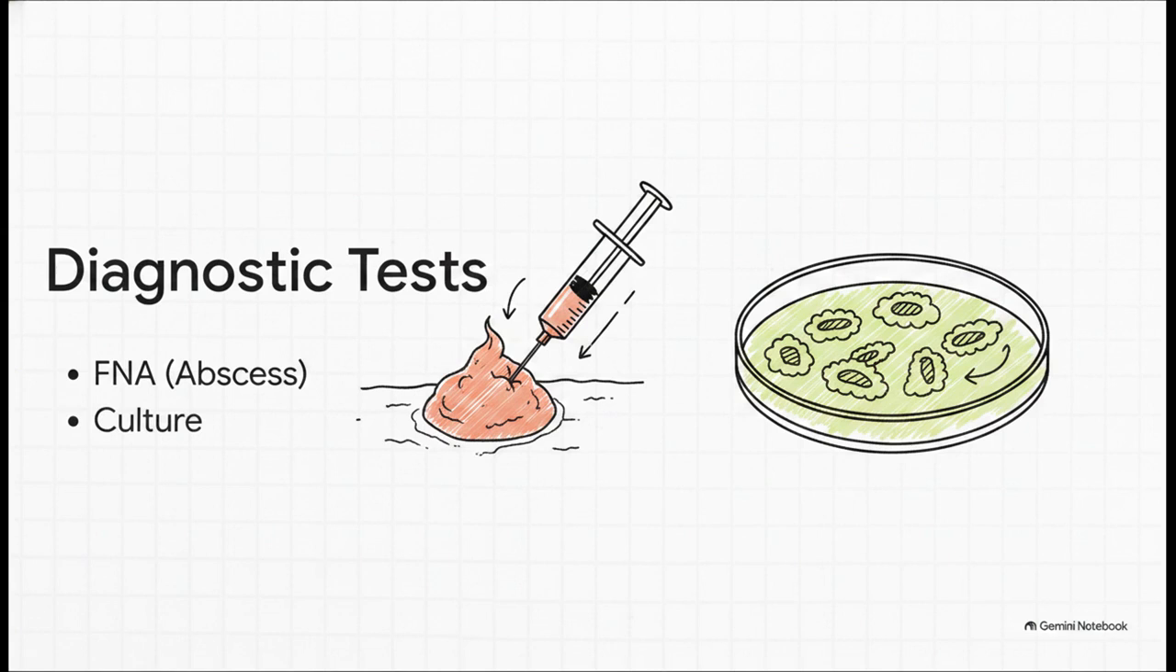First, we perform an FNA, that's a fine needle aspiration of the abscess. And here is a huge board exam pearl for you. We aspirate with a needle rather than slicing it open with a scalpel because making wide incisions can actually trigger the exact fistulas we were just talking about. Second, we take that aspirate and send it off for a traditional microbiological culture.